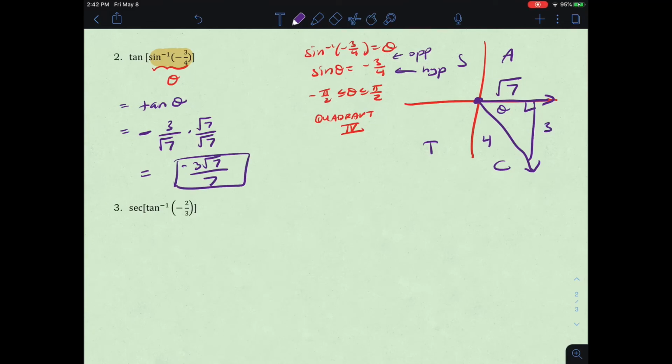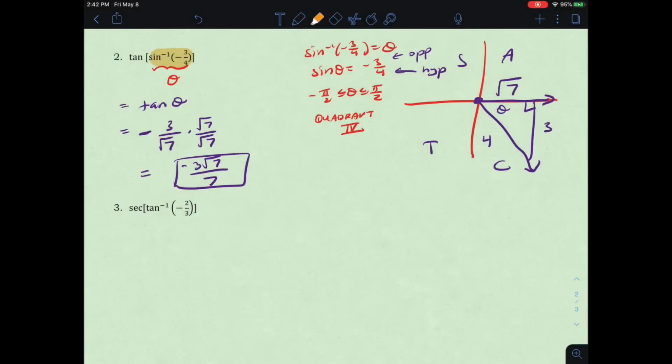So hopefully you're getting the hang of how to do these kind of problems, right? Again, make note of the fact that the inverse function is on the inside. It's an angle we don't know. So we'll just call it theta and go from there. So at this point, I want you to try number 3 on your own. As usual, pause the video, and when you're ready, press play.